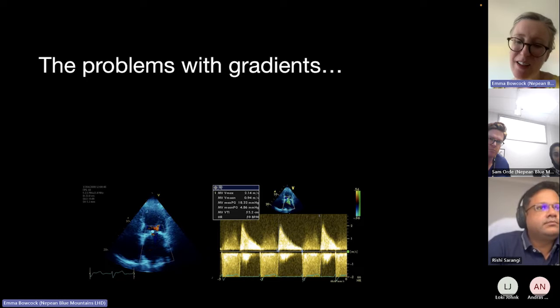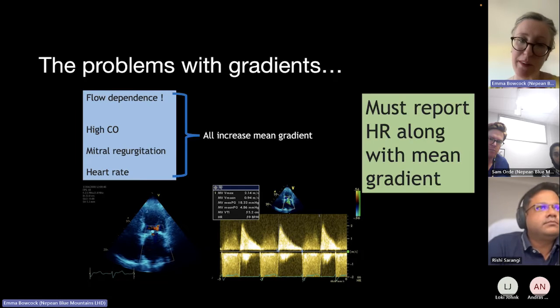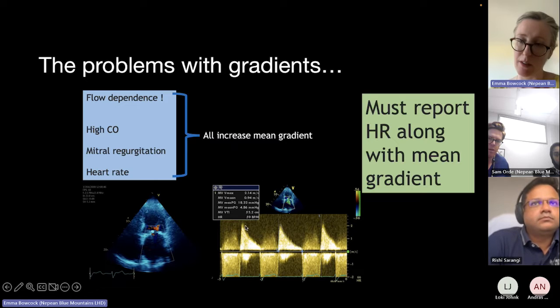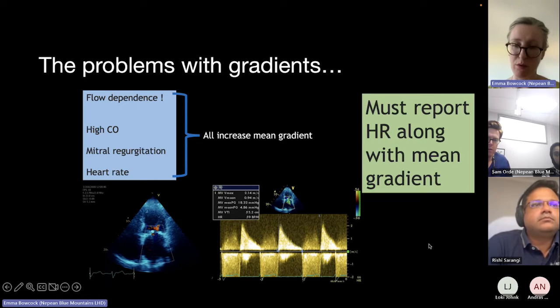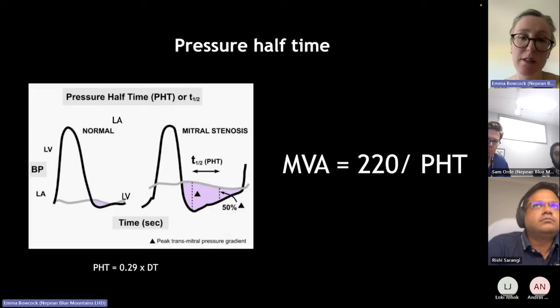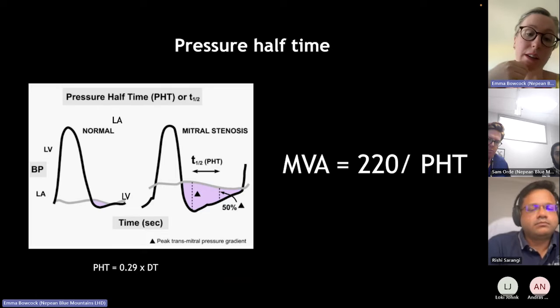And then the other key thing is heart rate. So those are the main things I would say that impact mean gradient, and we should be reporting heart rate along with any mean gradient, so that we can contextualize with different studies as we're monitoring the patients. So the pressure half time is what you were talking about there, Rishi, in terms of the compliance of the LV and the LA will affect this, absolutely.